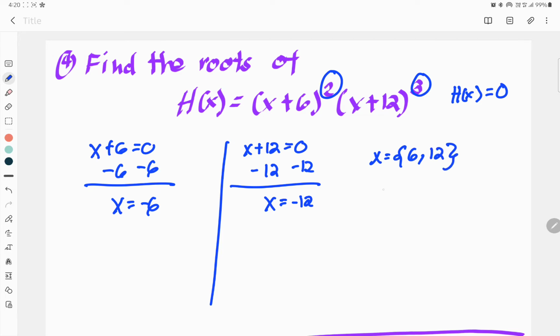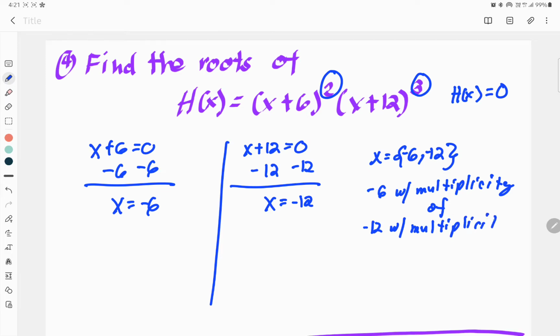However, you put now a note with that negative 6 and negative 12 with multiplicity. This is multiplicity of 2 and multiplicity of 3. So you would see there what is the multiplicity.